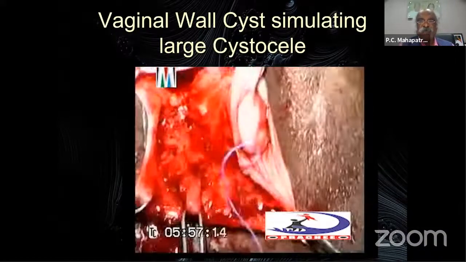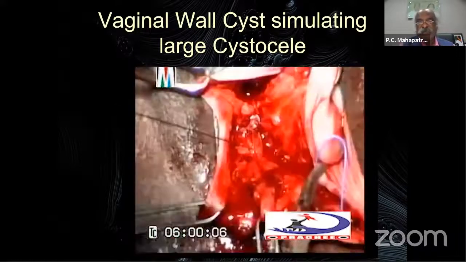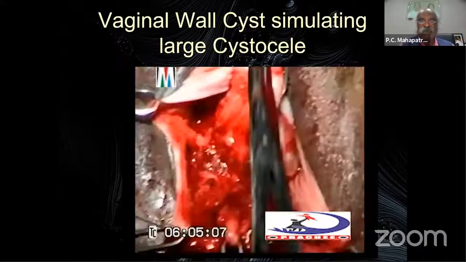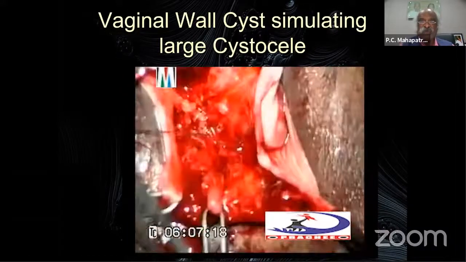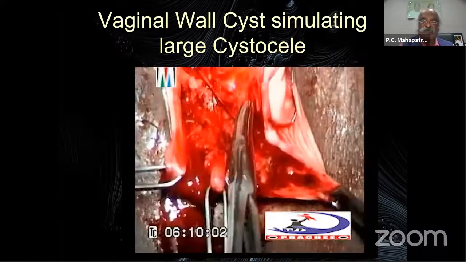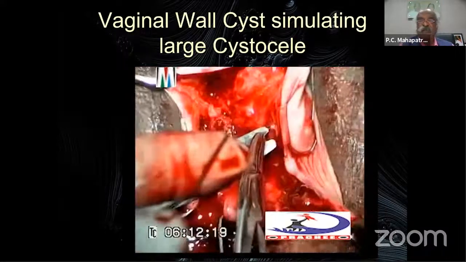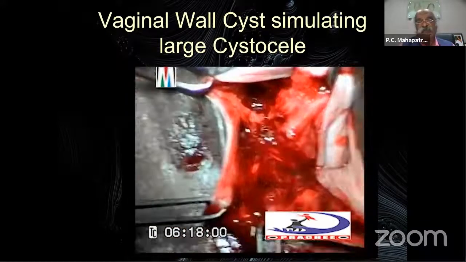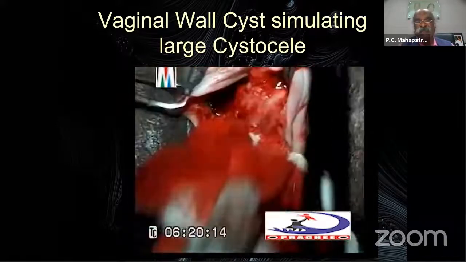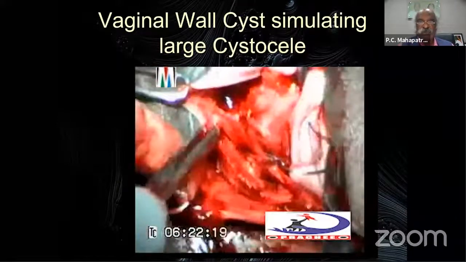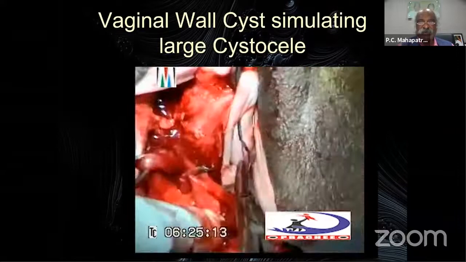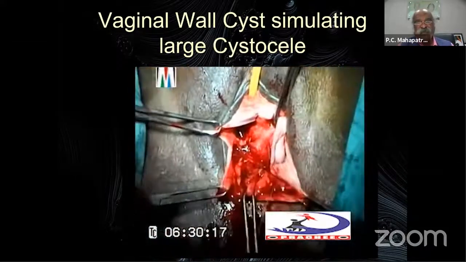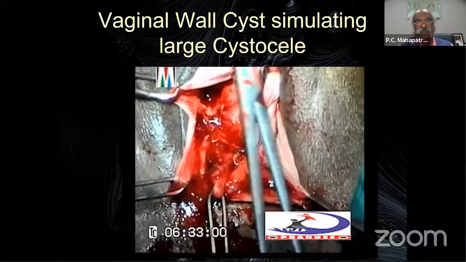But the main thing is that you go in the proper plane. Diagnosis is important, and you can find out how it is confusing with a cystocele. Dead space closure is important, because during dissection the extent of the lesion in a vaginal wall cyst is unpredictable, and how deep it is becomes unpredictable. Here you find how deep it has gone, and that's why there is a need for closure of the dead space. You just place a hemostatic suture and close it.